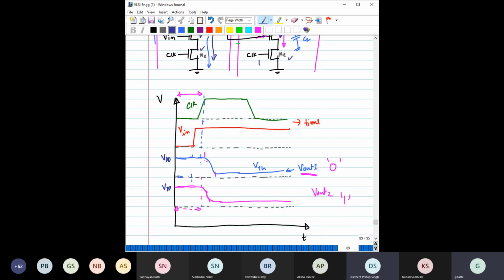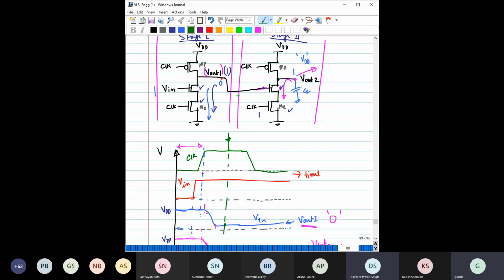Now see what will be the scenario during the steady state condition. Say we have reached the steady state at this time. Here we are still in the evaluation phase. V in is 1, Vout1 is this value, which is quite close to 0. And Vout2 is also pretty low compared to VDD.